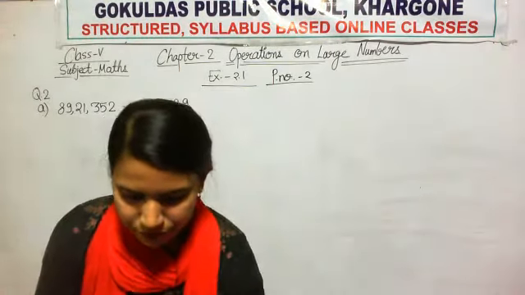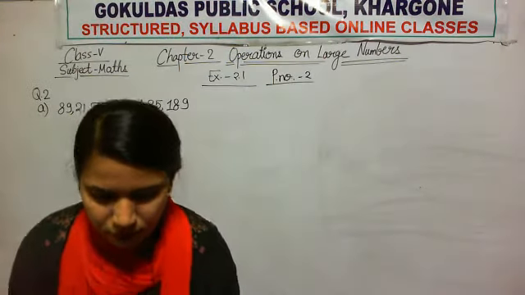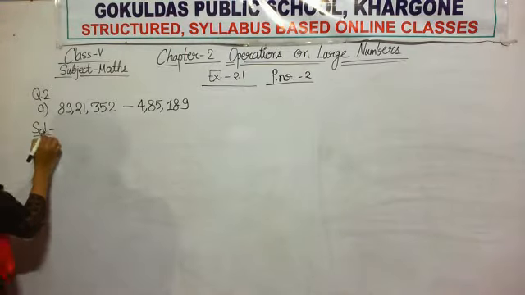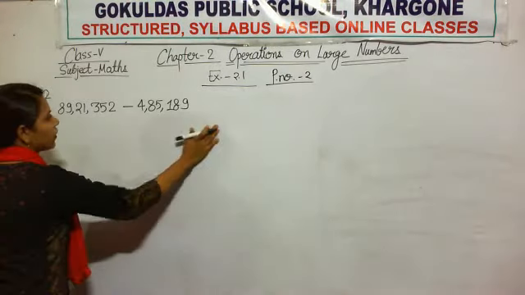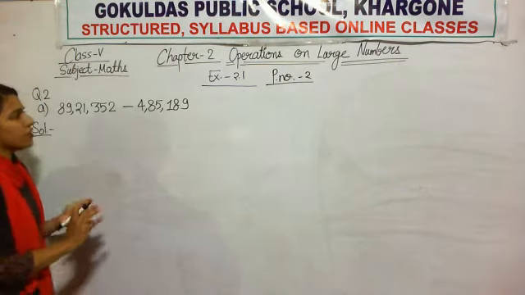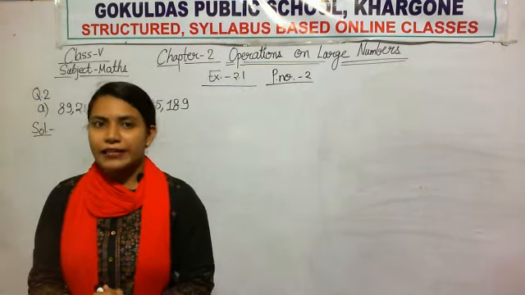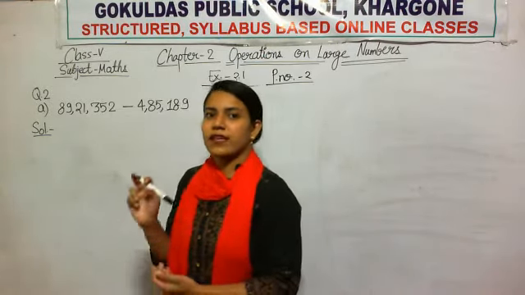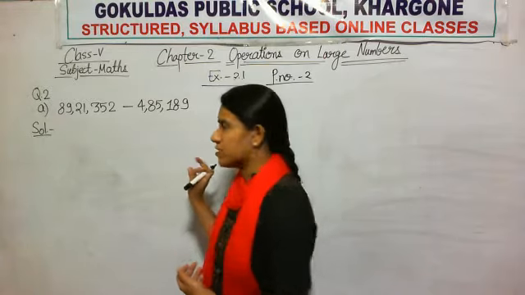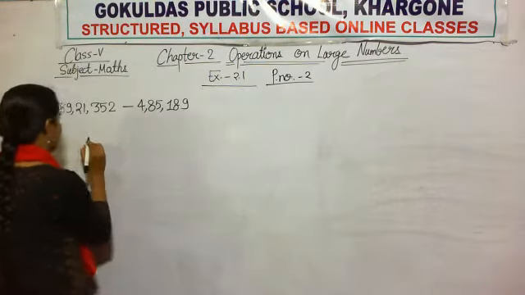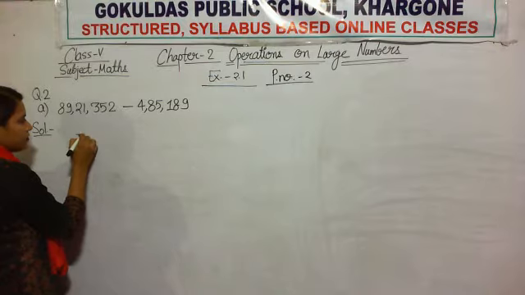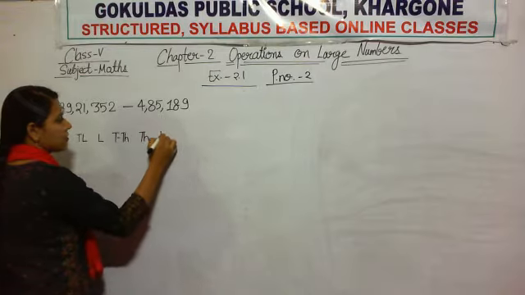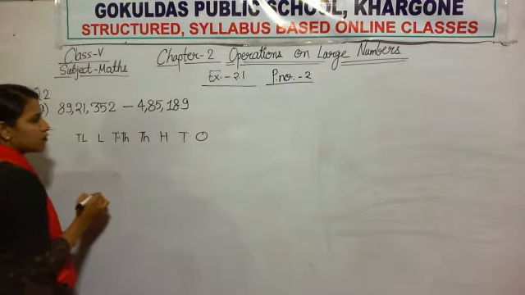Right? Let's start solving it. Solution. First you will arrange both the numbers column wise. Which number will you write first? I told you which number you will write first. The larger number. In subtraction remember, the larger number you will write first. Okay. So first let me write the place values. 10 lakh, lakh, 10,000s place, thousands place, hundreds place, tens place and ones place.